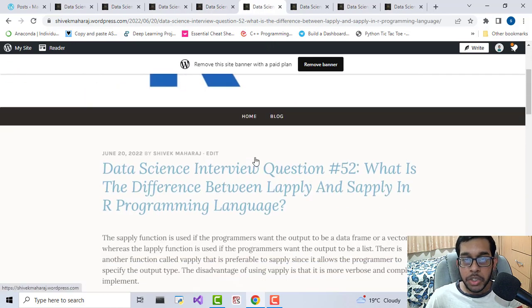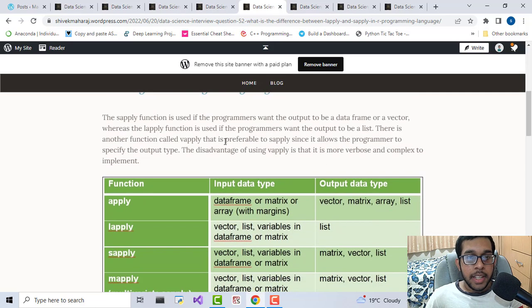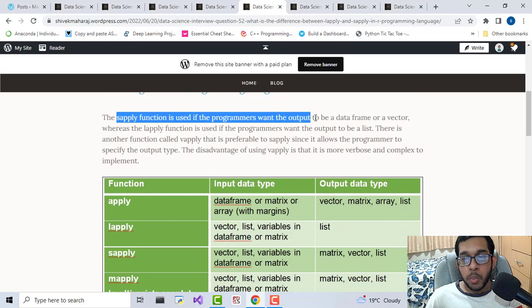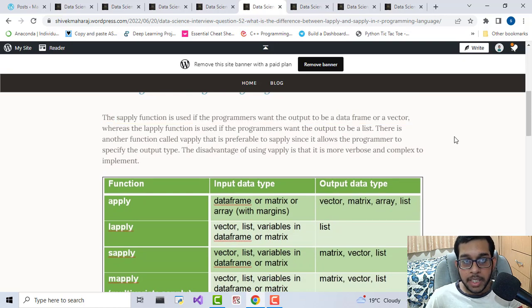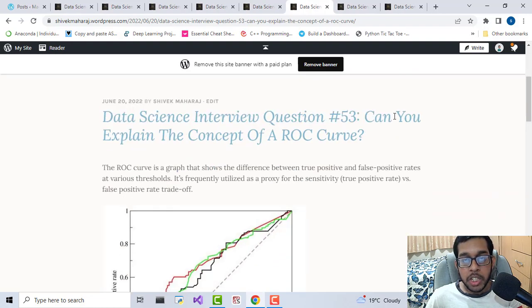On to question number 52. What is the difference between lapply and sapply in the R programming language? The sapply function is used if the programmers want the output to be a data frame or vector, whereas the lapply function is used if the programmers want the output to be a list. There is another function called vapply that is preferable to sapply since it allows the programmer to specify the output type. The disadvantage of using vapply is that it is more verbose and complex to implement.